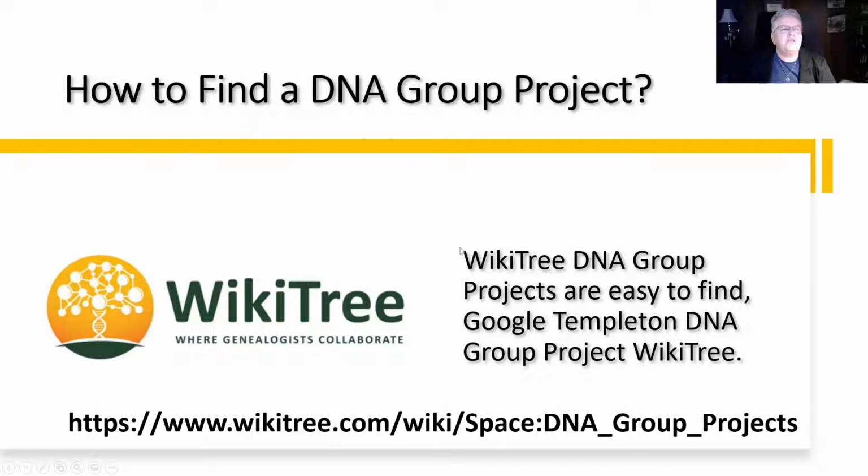For the Wikitree DNA group projects, if you want to find one, you type Templeton DNA Group Project and Wikitree, and you will find the Templeton DNA Group Project at Wikitree. If you want to see if your surname has a group project or your location or whatever, you can check the space page DNA Group Projects project for that information, or contact one of those members and they'll get you set up with the name study and get a DNA group project started.